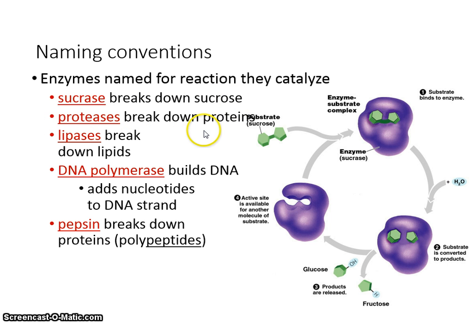Proteases, that's a general term for enzymes that tend to break down proteins. Lipases break down lipids. DNA polymerase is an enzyme that builds a polymer of DNA. Pepsin is one that doesn't end in ase, but you can kind of tell that it works on proteins because it breaks the peptide bonds in polypeptides or proteins. So I guess you get the idea.